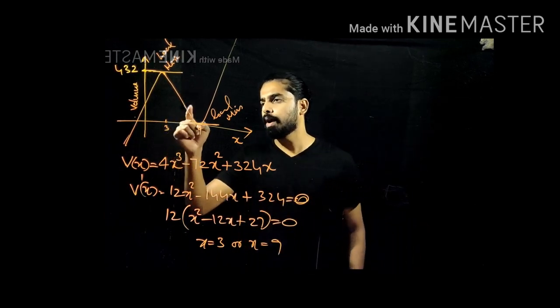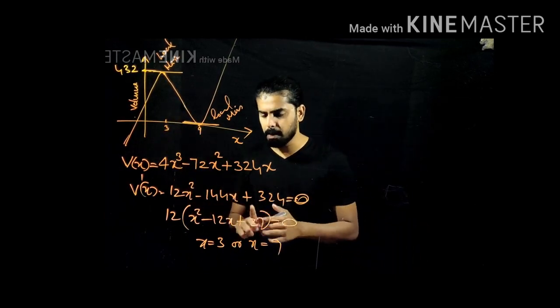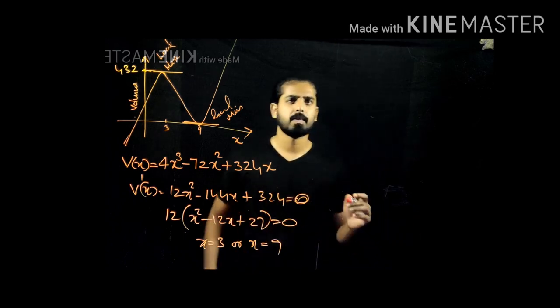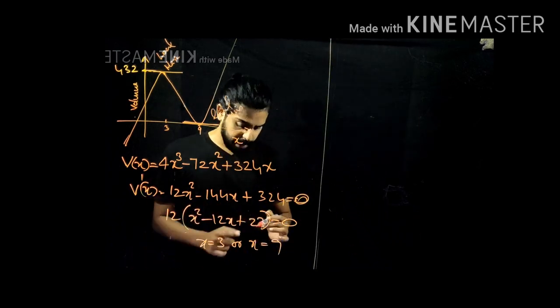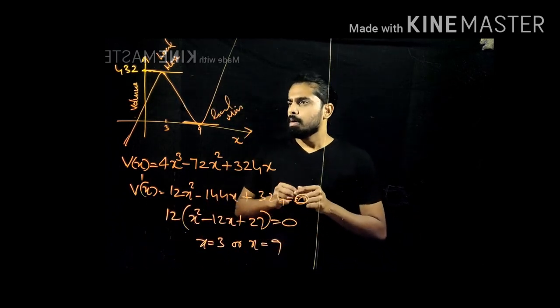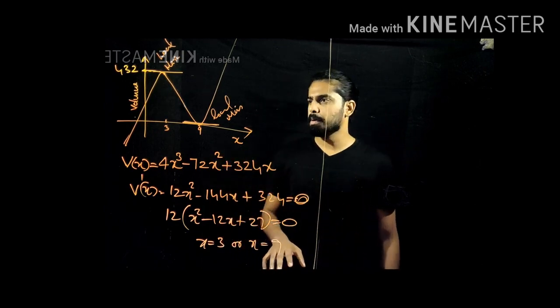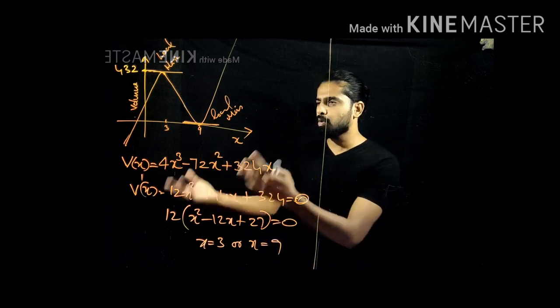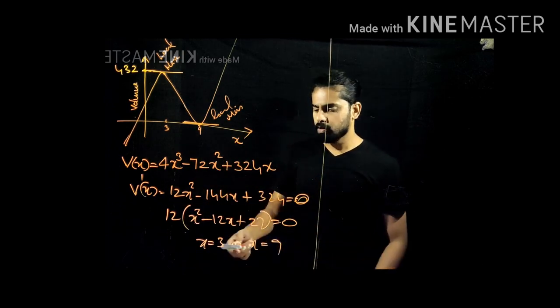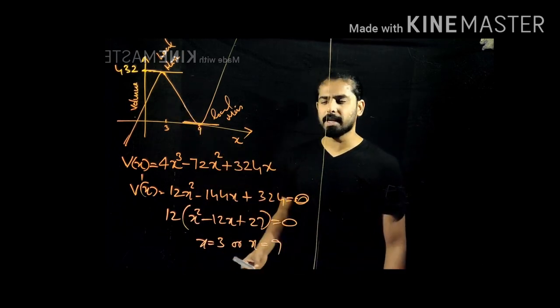So we got this point 3 and 9, which was local maxima and local minima. But maybe we are not sure about which is local maxima and which is local minima. In this question, it's okay. We already drew the graph. We found the volume, and we know that 3 is the local maxima.